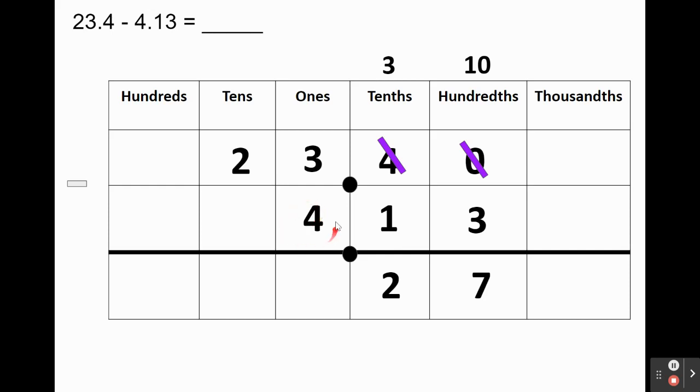Next, I look at my ones place. Again, I have to regroup because I can't take 4 ones away from 3 ones. So I need to regroup from the tens place. So I take 1 ten away from the tens place and I break it into 10 ones and combine it with the 3 ones in my ones place, leaving me with 13 ones. So now I do 13 minus 4, which is 9. And then, can't forget about our regrouping, 1 minus 0 is 1. So our answer is 19 and 27 hundredths.